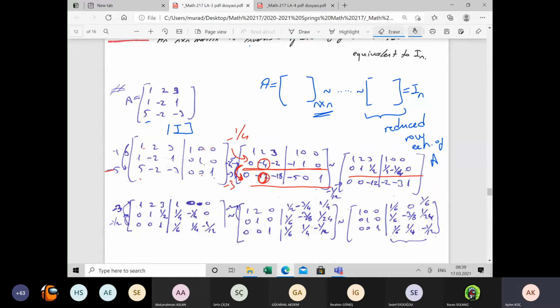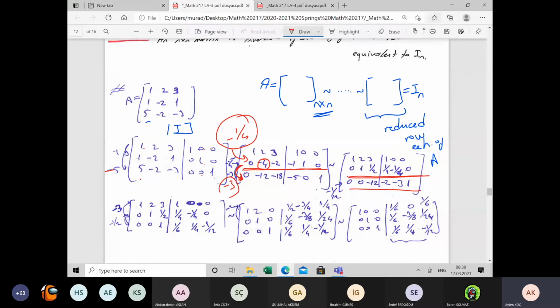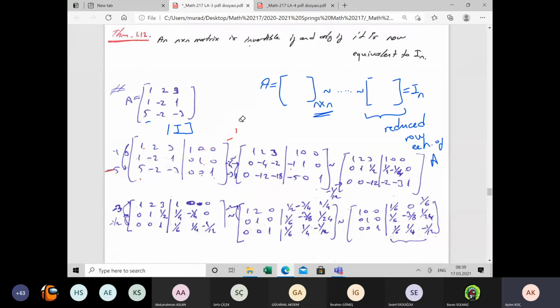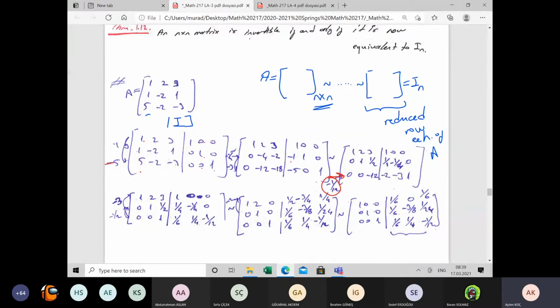Minus 12 is okay here. And then 0, and apply this operation. So we got this one and this one. And the next one, to get the leading one of the last row, multiply by minus 1 over 2. So we obtain this one. Yes, this one is row echelon form.